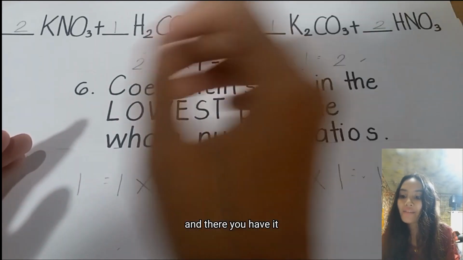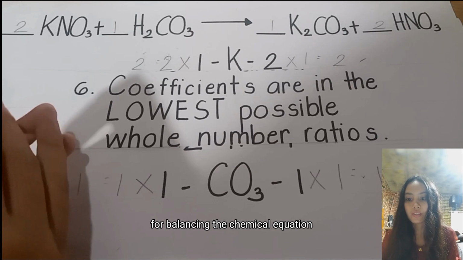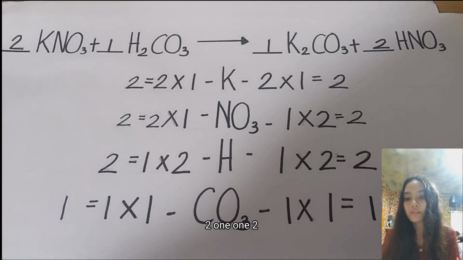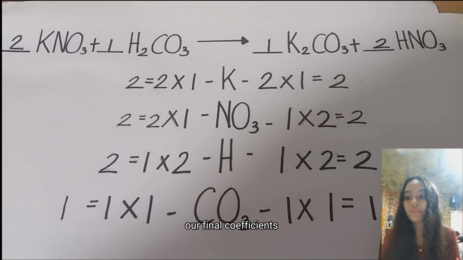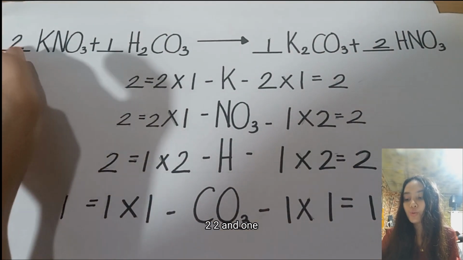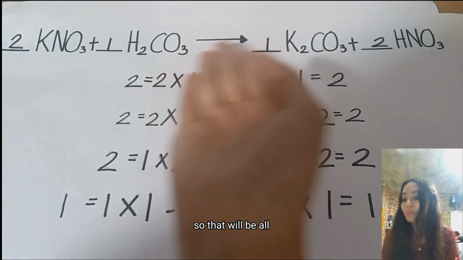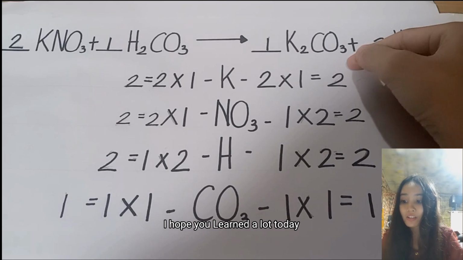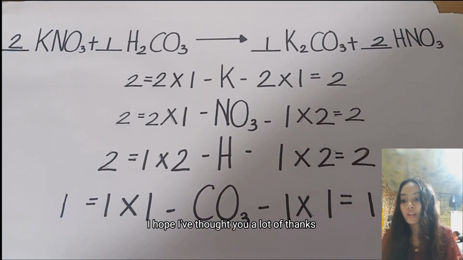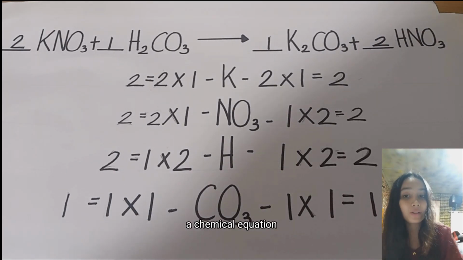And there you have it, our final equation for balancing the chemical equation. So we have here 2, 1, 1, 2, our final coefficients. Then here in our trial and error, we have 2, 2, 2, and 1. So that would be all. I hope you learned a lot today. I hope I've taught you a lot of things. I hope that you will now be able to balance a chemical equation.